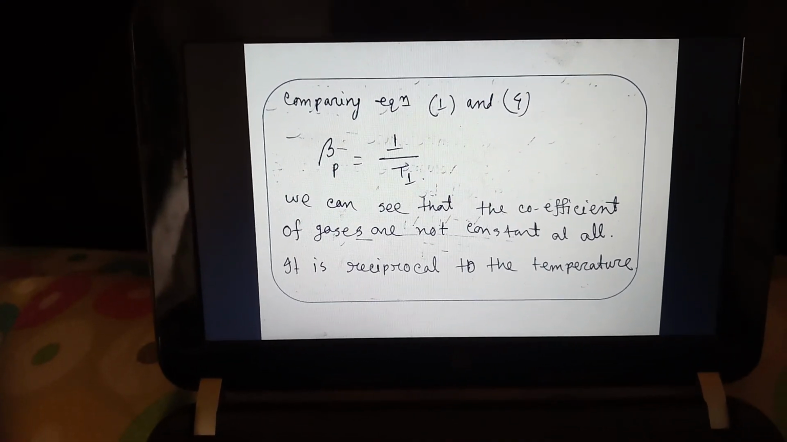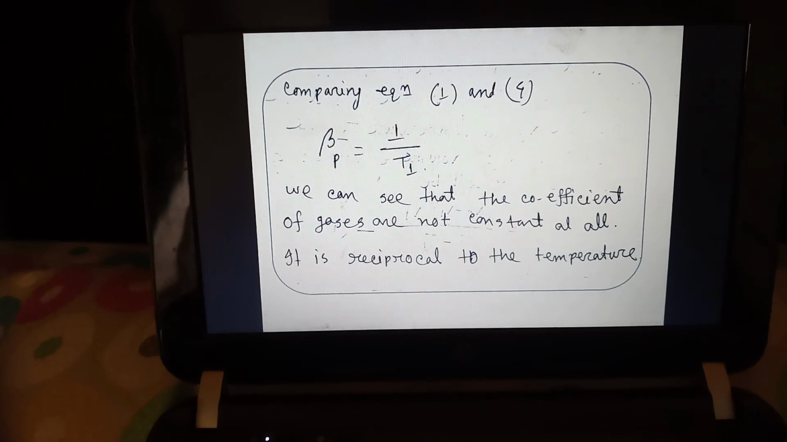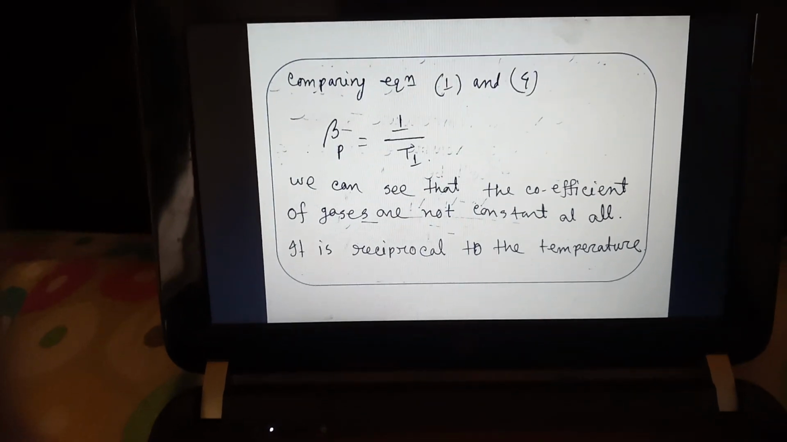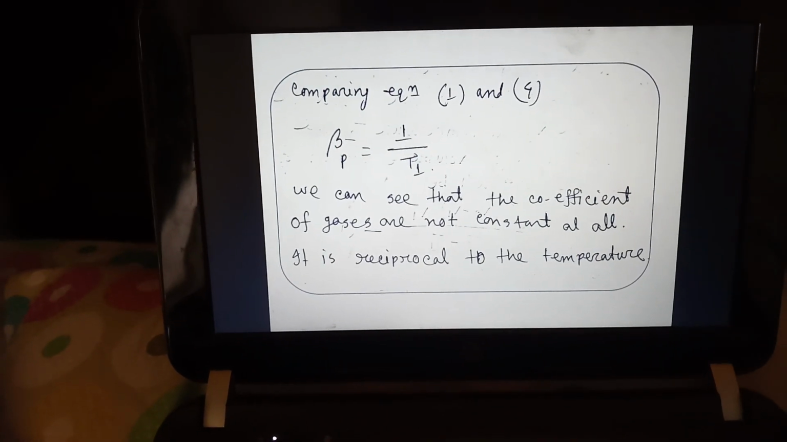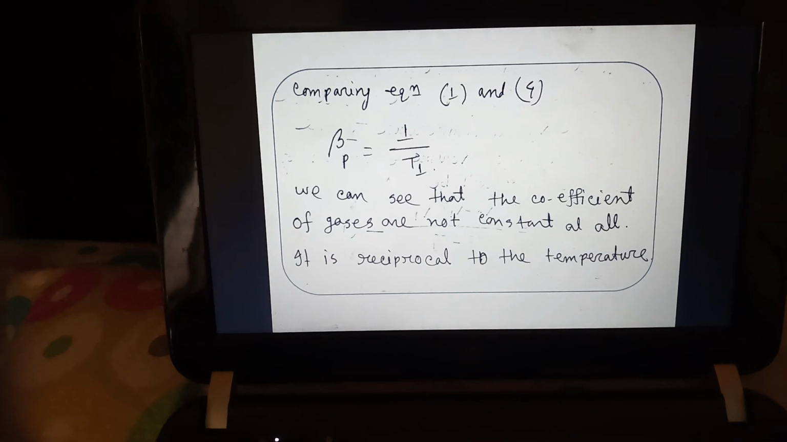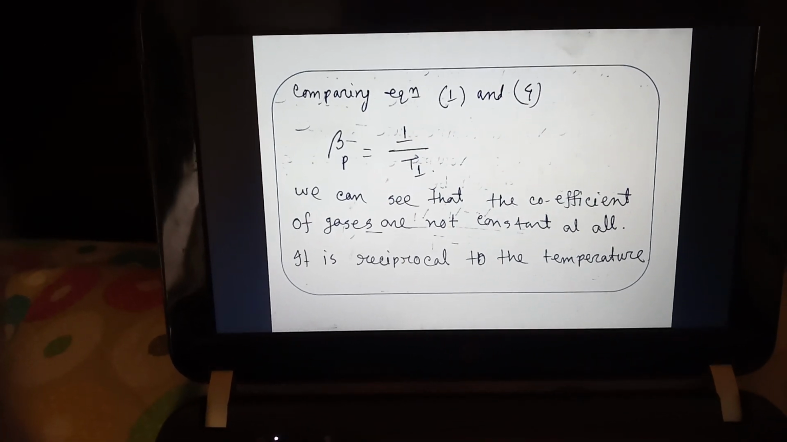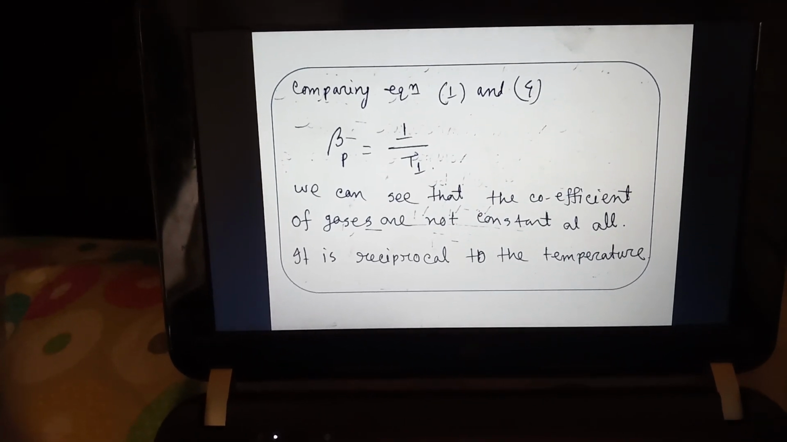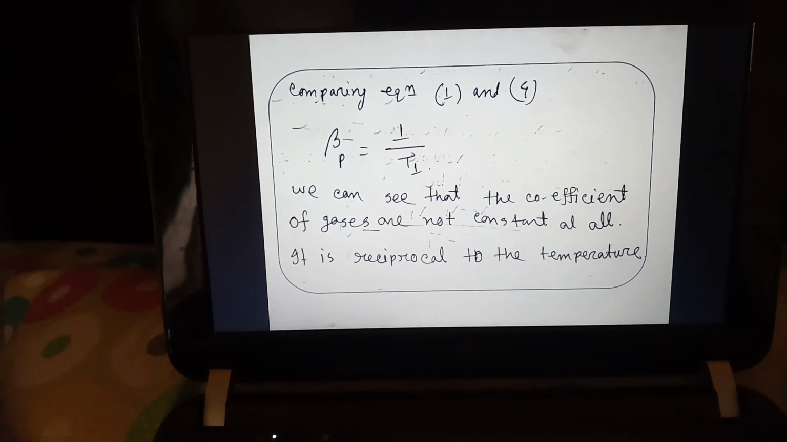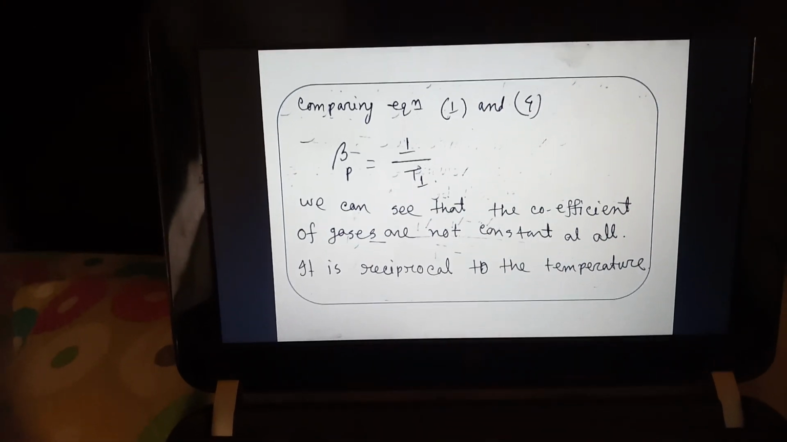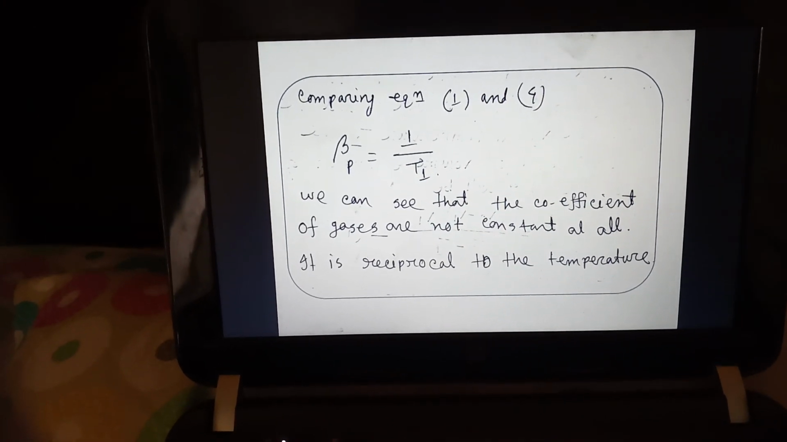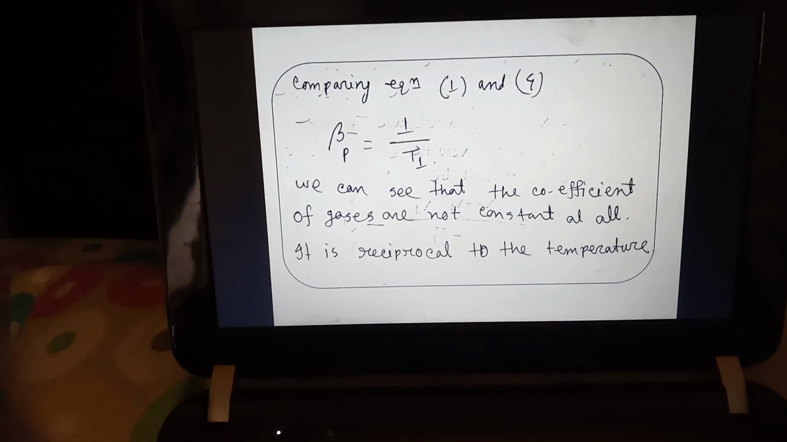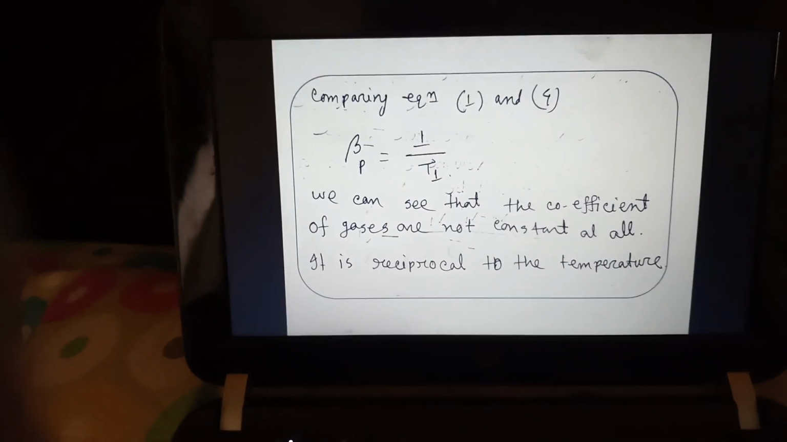So we can see that the coefficient of expansion of gases is not constant at all. It is the reciprocal of the temperature. If temperature increases, then the coefficient of gases decreases, and if the temperature decreases, then the coefficient of gases increases. So boys, this is all for today.